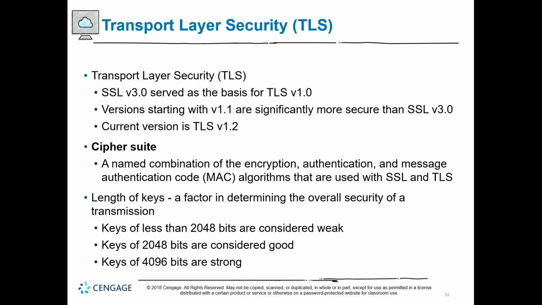TLS has newer versions. There's now version 1.2. And again, each newer model of SSL or TLS just means better security implementation. That also means the removal of older variations of SSL when they become weak. So we have this thing called a cipher suite, and this deals with the message authentication code, MAC. This is the algorithm that is used with both SSL and TLS.